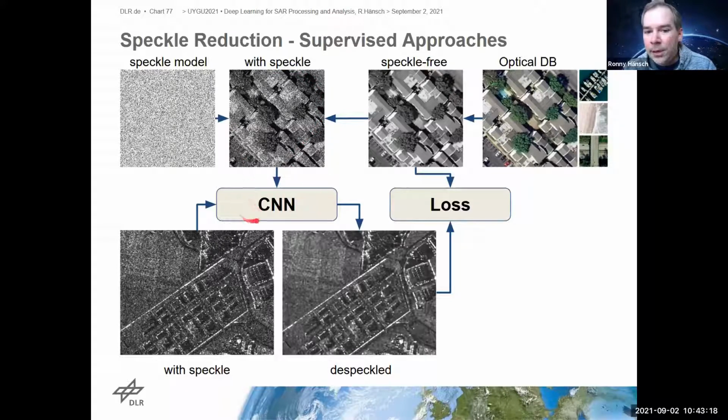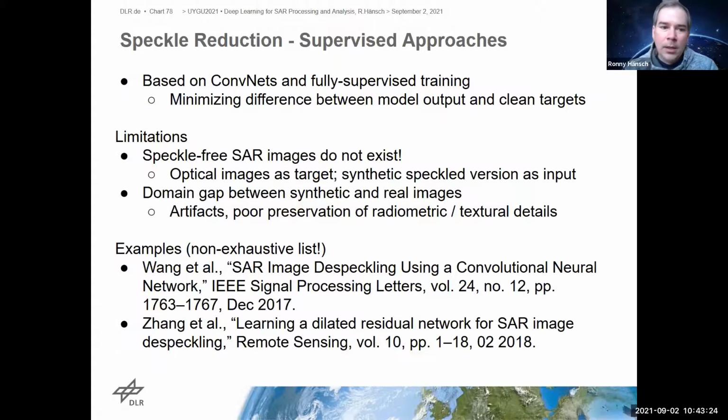And in this way, you're training your deep neural network. And then, of course, you apply it to real SAR images and hope that it works. There are a couple of examples that are doing that, right? It's not just one paper. I only have two here that were among the first trying that out. But of course, there's a certain limitation to that.